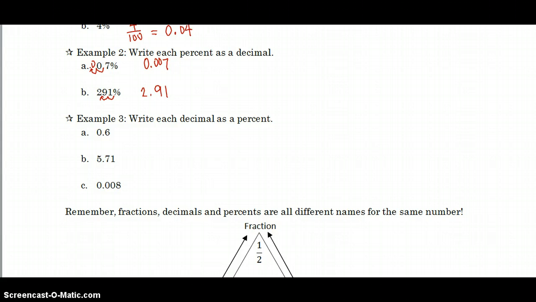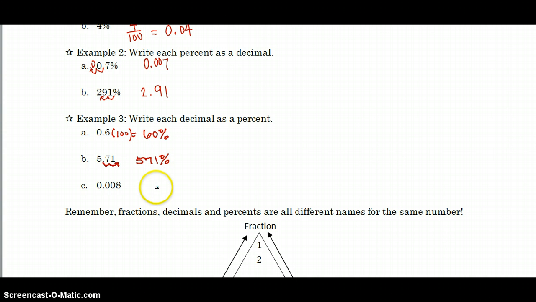All right, example 3 says to write each decimal as a percent. So go back to the top of the page where it says to write a decimal as a percent. You're going to multiply by 100, and then you're just going to stick the percent sign on the end. So 0.6 times 100. When you multiply times 100, what happens? You move your decimal 2 places to the right. So that's going to become 60%.